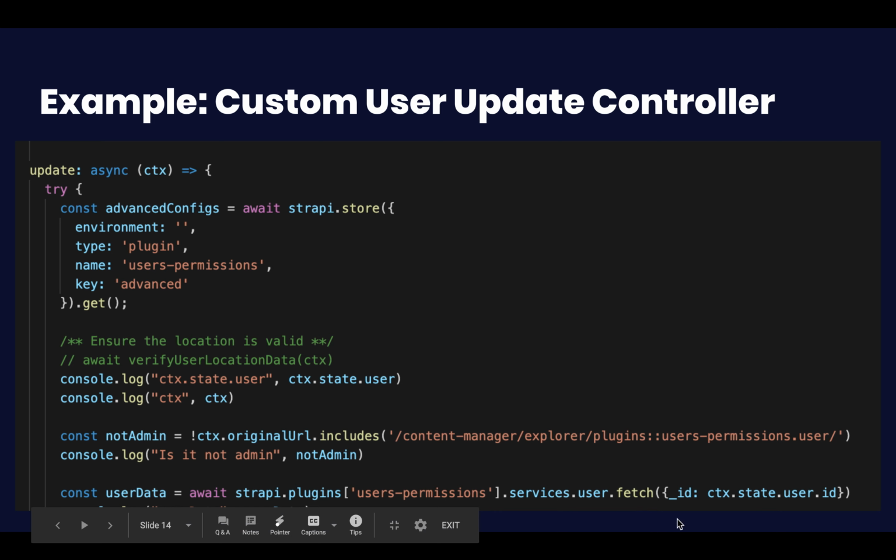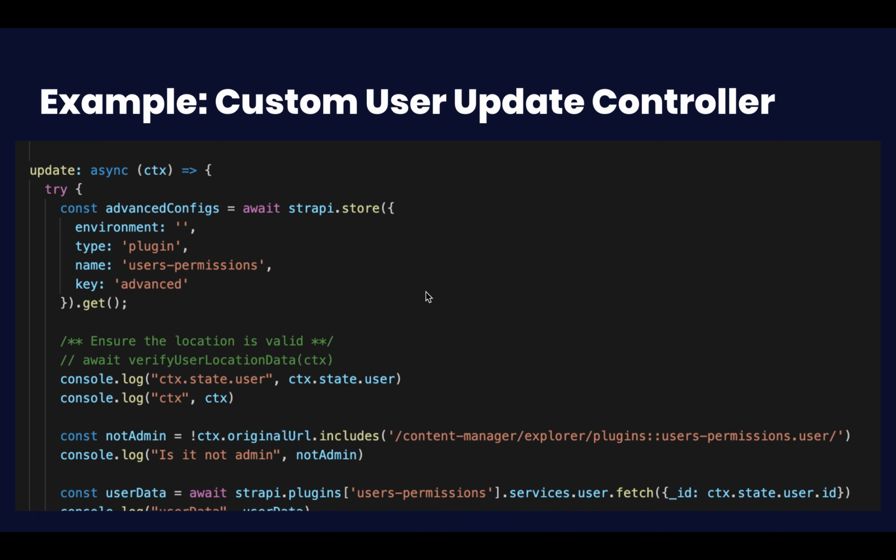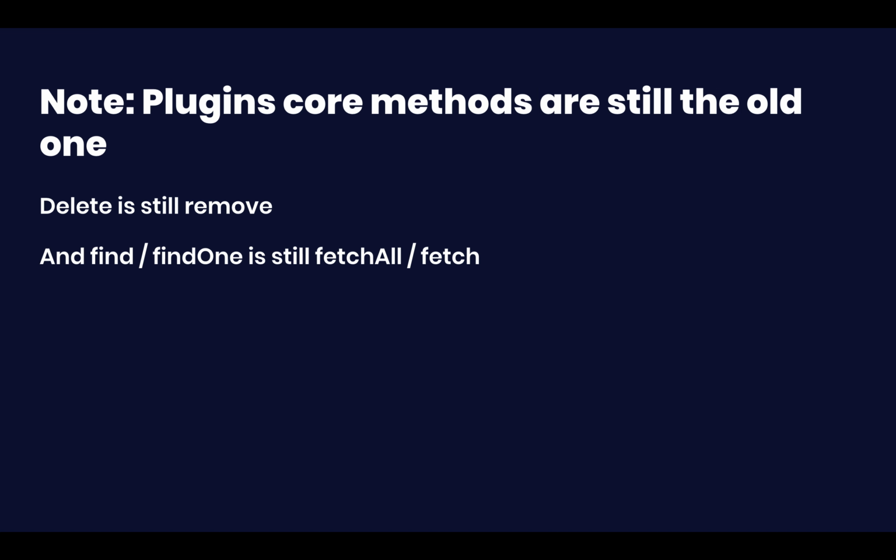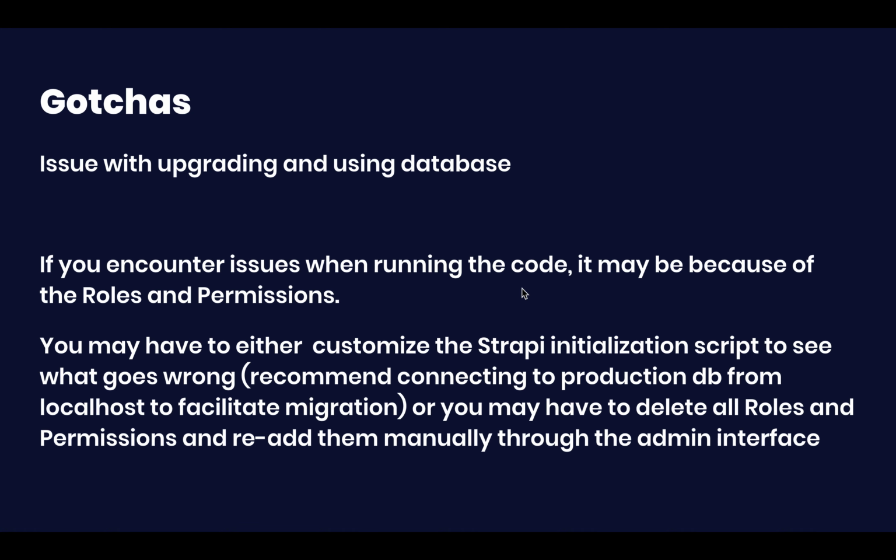services.users.fetch. We see that we still use fetch for the users, even though every other API, or rather a non-plugin API, will use a find or a find one. So the find and find one for the user plugins are still the fetch and fetch all. And now are some gotchas.